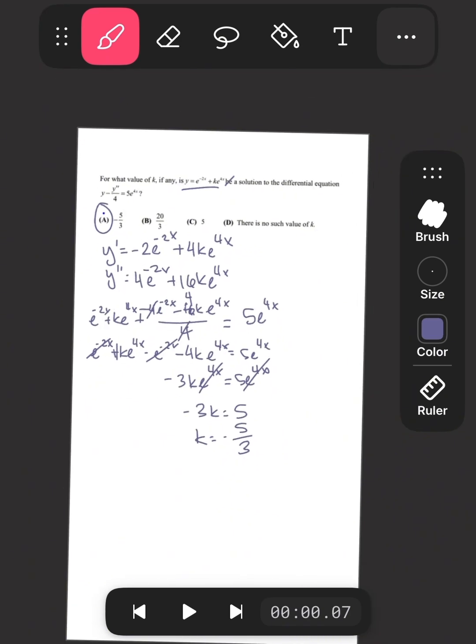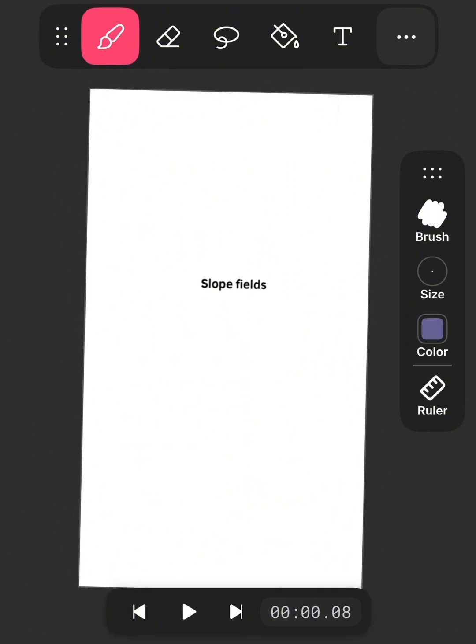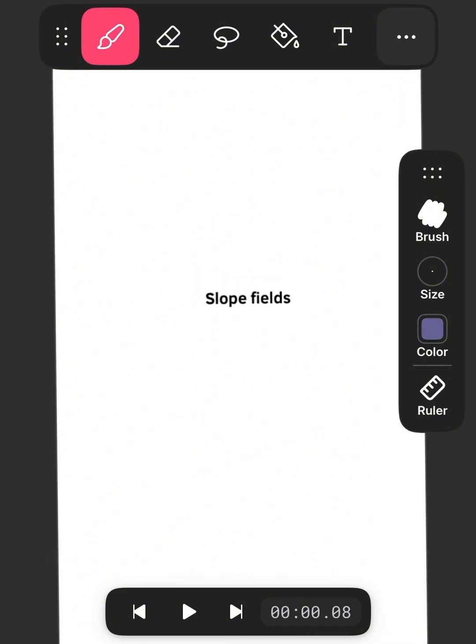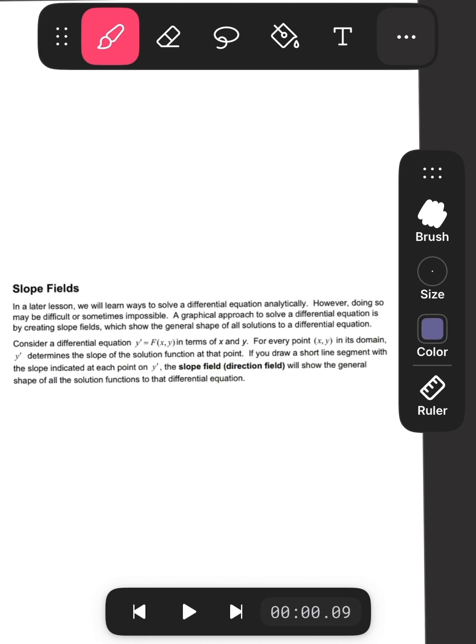All right, so that should finish up those. We're going to move into slope fields now. Because we're still in the introduction to differential equations, where in the last part we were talking about how we can prove that a solution satisfies a differential equation, slope fields are now going to give us a way to visualize a differential equation without necessarily forcing us to solve it. The definition of a slope field is a graphical approach to solving a differential equation.